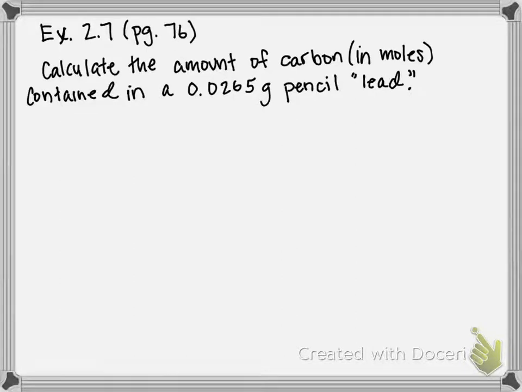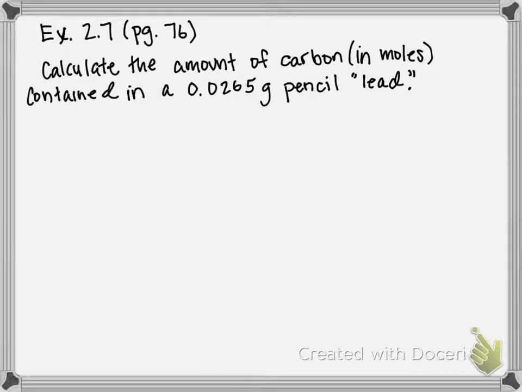This is example 2.7 on page 76 of our textbook. It's asking us to calculate the amount of carbon in moles contained in a 0.0265 gram pencil "lead". The reason lead is in quotation marks is because pretty much any pencil that says it's pencil lead is actually just graphite, which is a form of carbon. So this is an example of converting between mass and amount, and in this case, it's number of moles.